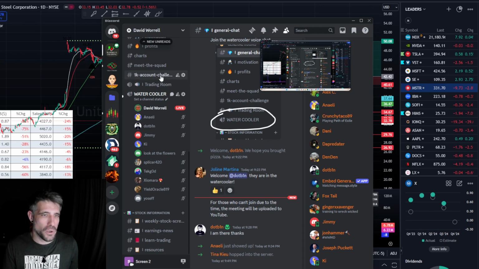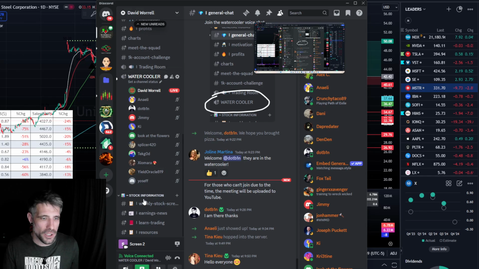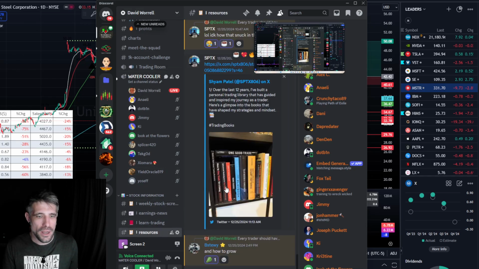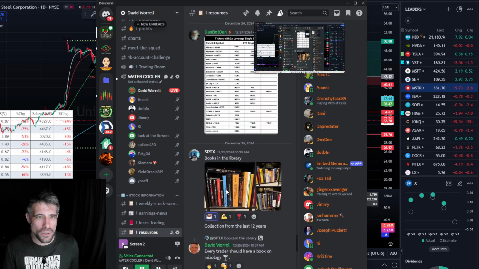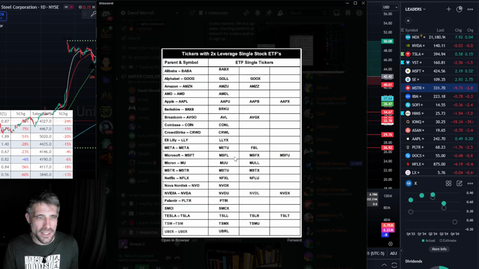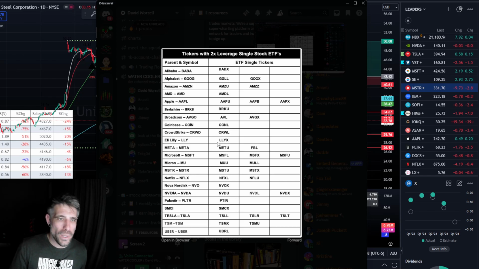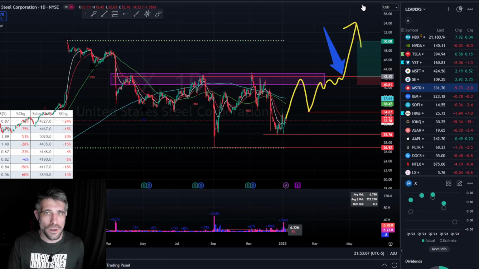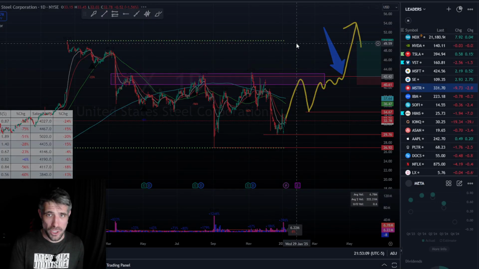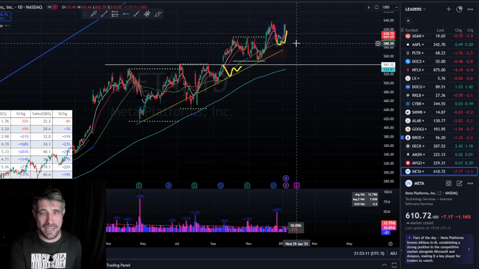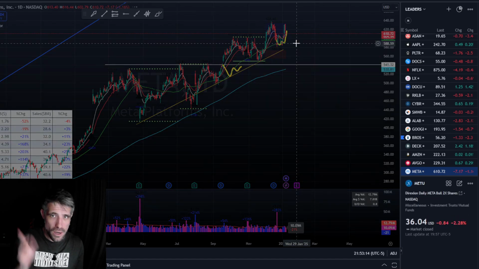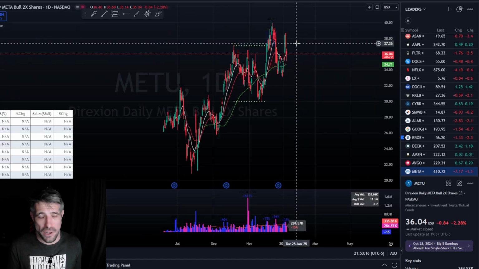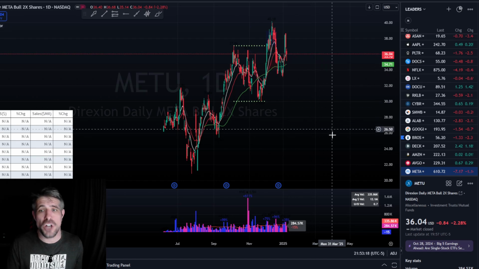So check this out. If you go to our resource page in our Discord and you scroll down, we actually have a list for you. When we look at leaders, let's say Microsoft or Meta's a leader right now, you don't have to play Meta. Meta's too expensive. We could play METU. If we look at Meta, you'll see Meta is trading at $610. Who can afford that? METU? Guess what? This thing's trading at $36. You want it even cheaper? There's other stocks out there.